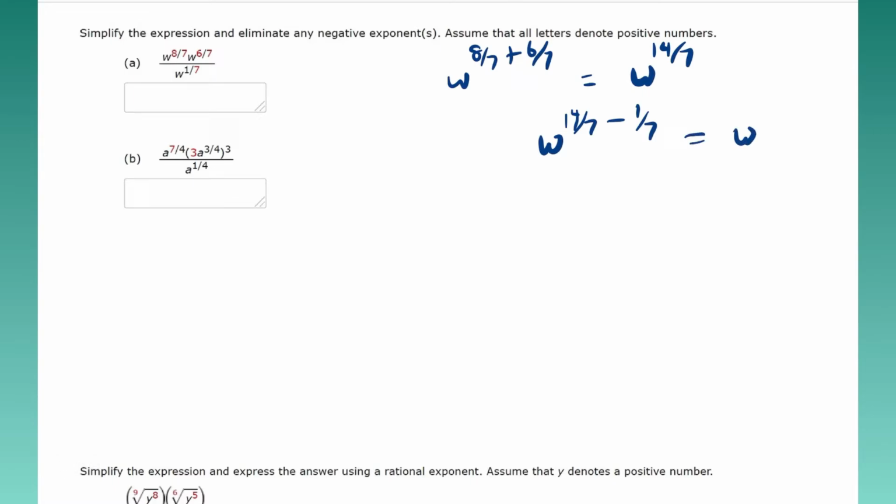All right, so simplify the expression and eliminate any negative exponents. Assume that all letters denote positive numbers. So that is it.